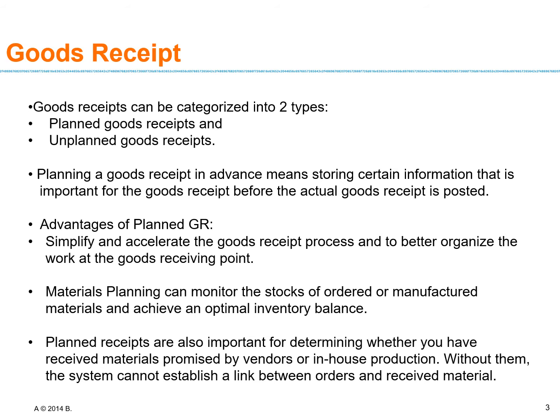Now material planning can monitor the stock of ordered or manufactured material and achieve an optimal inventory balance also. Planned receipts are also important for determining whether you have received material promised by the vendor or by in-house production. Without them, the system cannot establish a link between the order and the receipt.